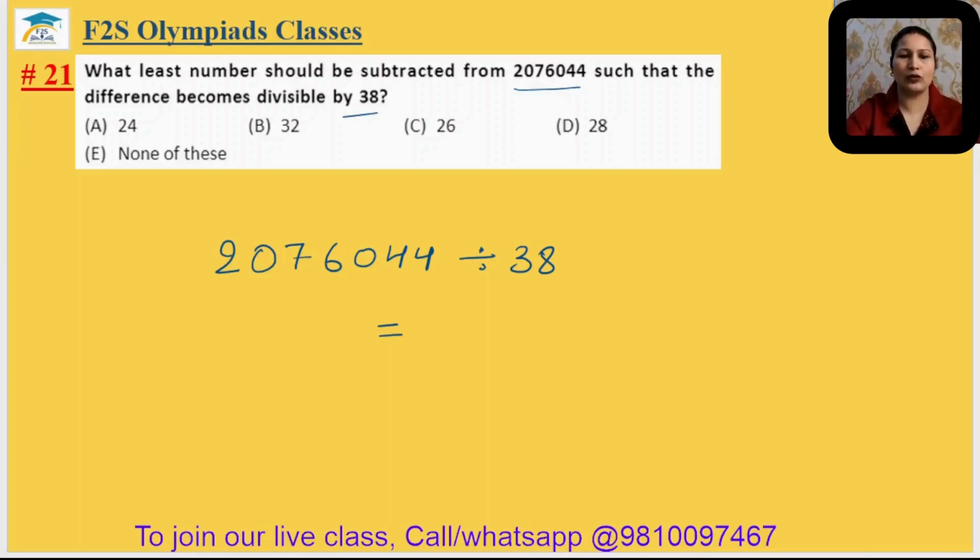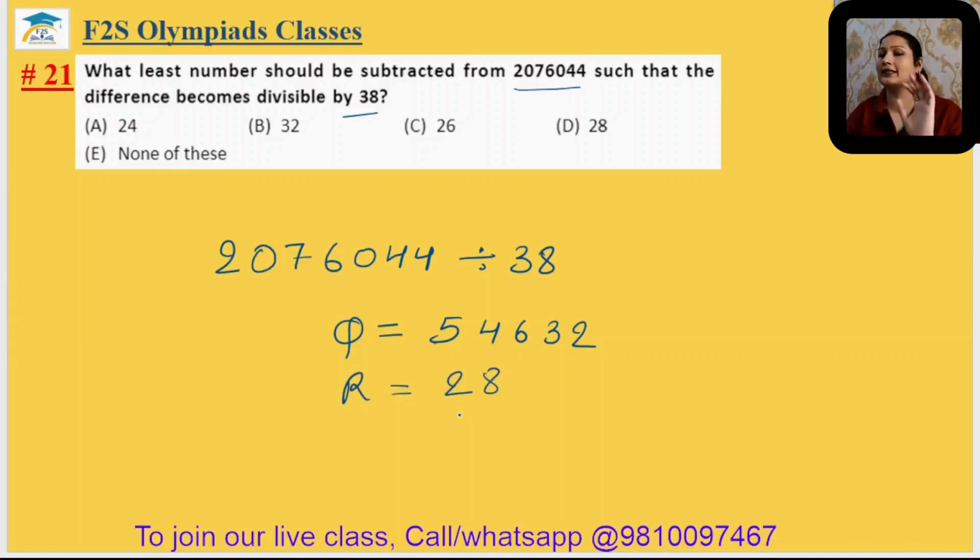You can find the quotient as 54,632 and the remainder as 28. So the quotient is 54632 and the remainder is 28. This 28 is the extra number which is present here. If it is removed, then the number will be completely divisible by 38. The answer should be D. The 21st answer is D.